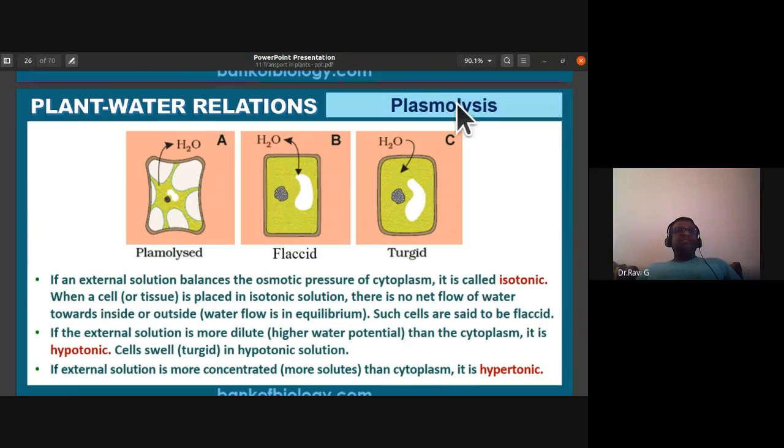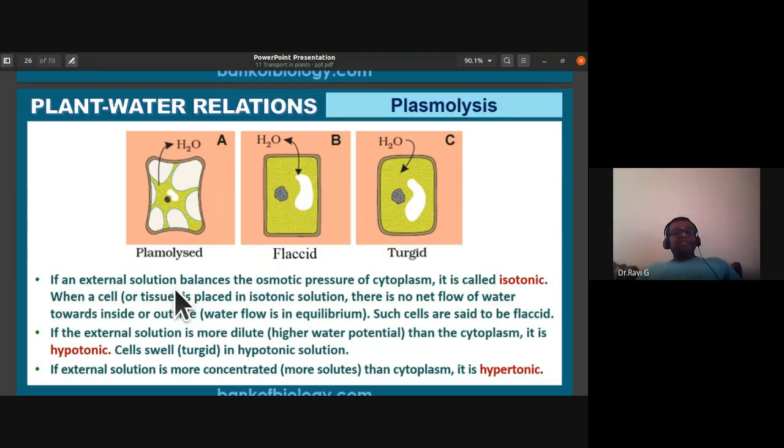The next is plasmolysis. Plasmolysis is due to exosmosis. Whenever a cell is placed in a hypertonic solution, it loses water. The cell loses water to the external medium, and as a result there is a shrinkage of the plasma membrane and protoplasm from the cell wall. So we call that plasmolysis.